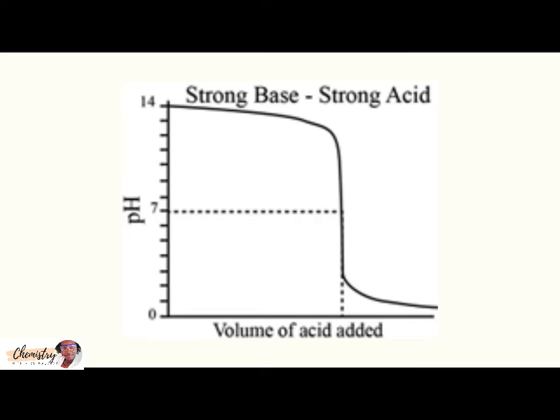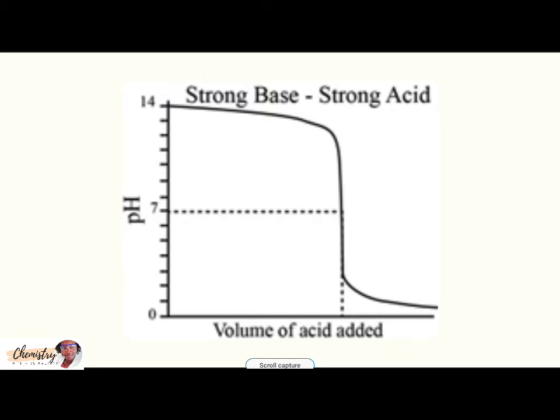So again, there are 4 different types of titration curves that you should be familiar with. And the very first of those would be a strong base, strong acid. For this example, we are starting with a strong base. So picture us having a conical flask, and in that conical flask, we have a strong base. For example, we're starting with some sodium hydroxide.